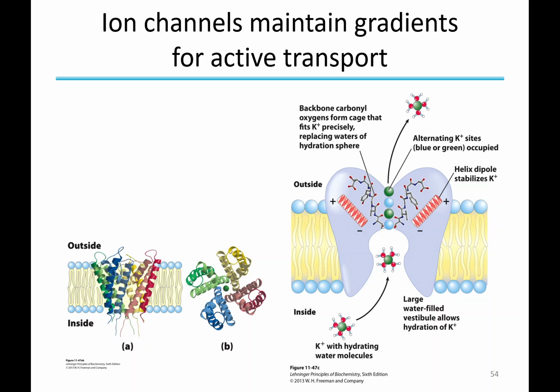Ion channels. We'll be talking more about ion channels. They maintain gradients for active transport. An example here is the potassium ion channel, and what you'll notice is on the outside they have helices where there's a charge gradient on them. Their negative side is facing more towards the inside here, and that negative charge is going to help stabilize the positively charged potassium ion that's going through that channel. So that's one way they're specific.